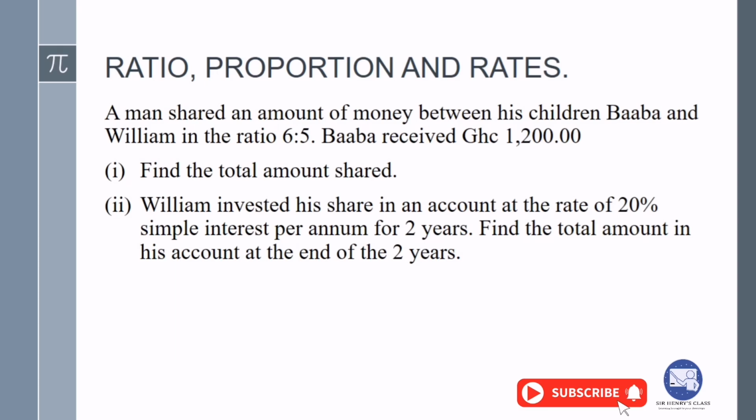It reads, a man shared an amount of money between his children, Baba and William, in the ratio 6:5. Baba received 1,200 Ghana cedis. Find the total amount shared. William invested a share in an account at the rate of 20% simple interest per annum for 2 years. Find the total amount in his account at the end of the 2 years.